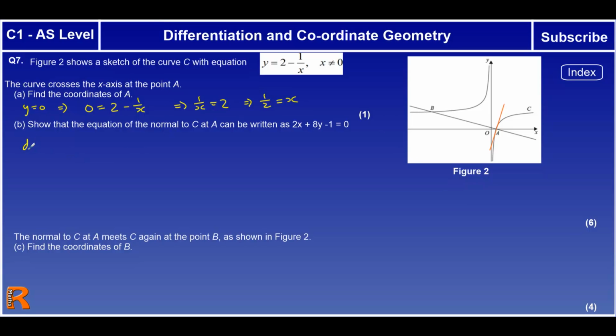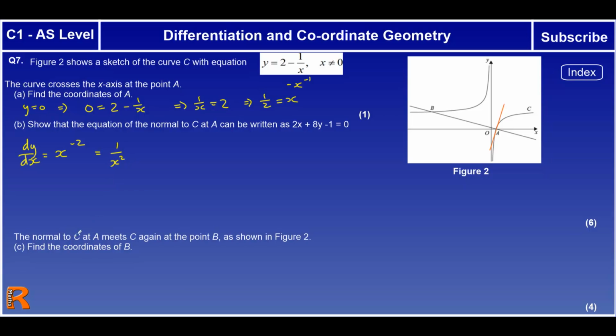So, as in pretty much all the questions so far, we've got to work out dy by dx. The 2 disappears because it's a constant term. We've got this minus 1 over x, which is minus x to the minus 1. So the minus comes down, minus 1 times minus 1, if you like, becomes plus 1, so it's just going to be x, and we take 1 off the power, which is x to the minus 2.